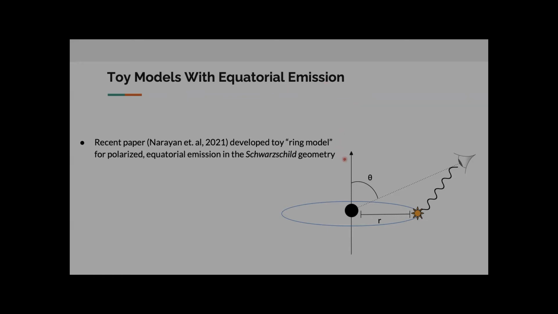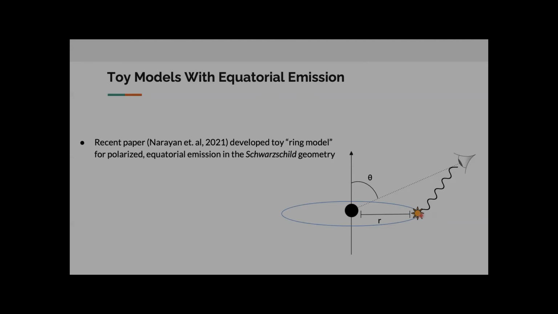So the way this ring model worked is that an observer is stationed far away from the black hole at an inclination angle theta. A ring of matter is placed a distance r away from the black hole, orbiting at some velocity. There's a magnetic field, and the question is simply, what is the polarized appearance of this ring? This kind of simple toy model can elucidate many questions about how polarization actually behaves.